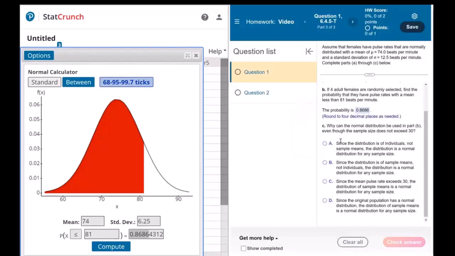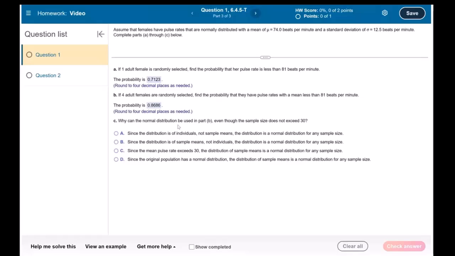The interpretation. Why can the normal distribution be used in part B, even though the sample size does not exceed 30? Since the distribution is of individuals, not sample means, the distribution is a normal distribution for any sample size. For A, that's true, but for B, no.